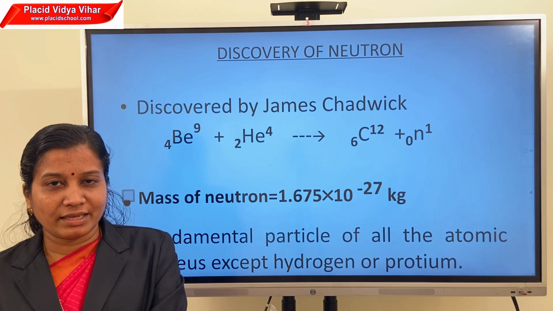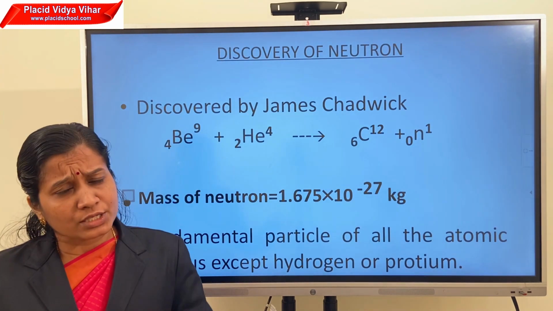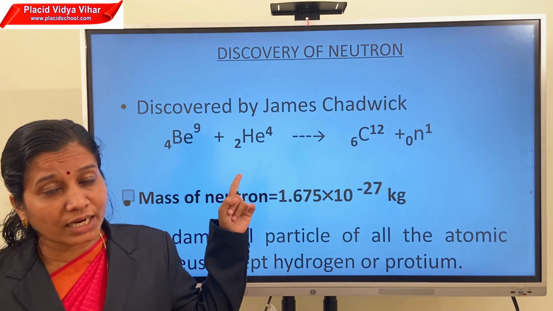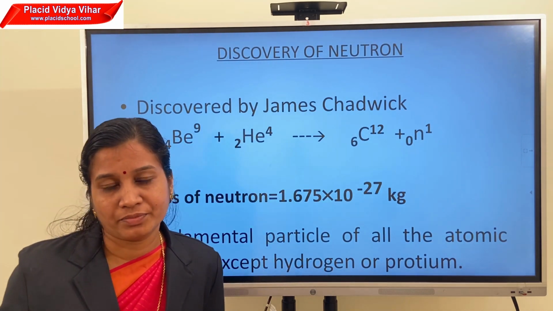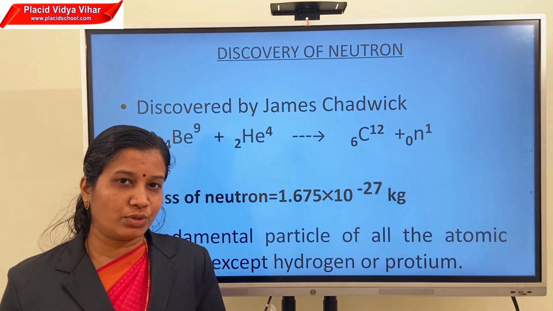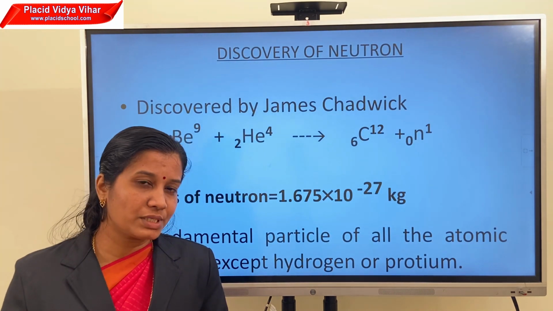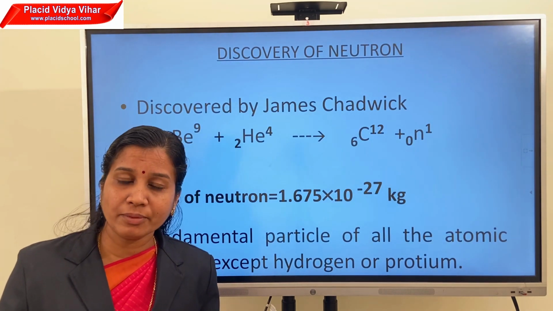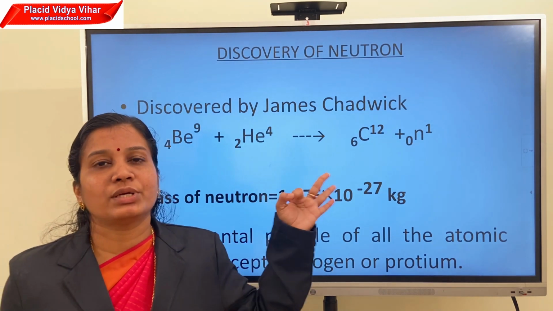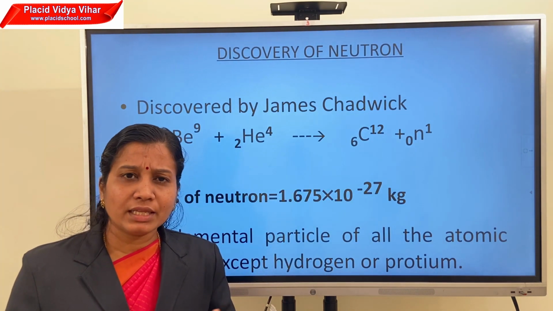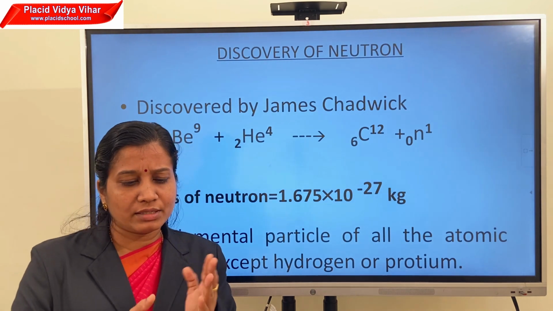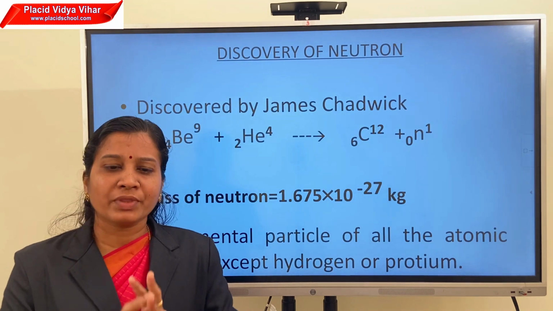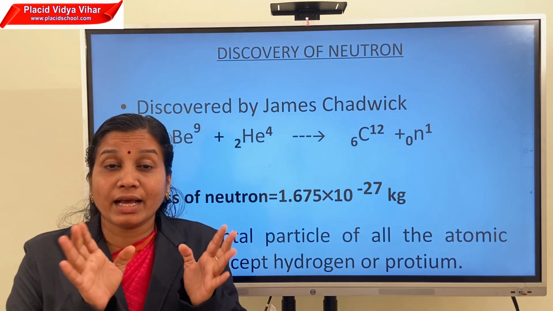Then we are going to see the discovery of neutron. So after many years from the discovery of electron, James Chadwick discovered neutron. So electron was discovered by J.J. Thomson, proton, the lightest positively charged particle, by E. Goldstein, and the neutron by James Chadwick. Okay. So scientists were very happy that the atom as a whole is electrically neutral, and they found the two particles inside the atom, electron and proton. So they are very happy.